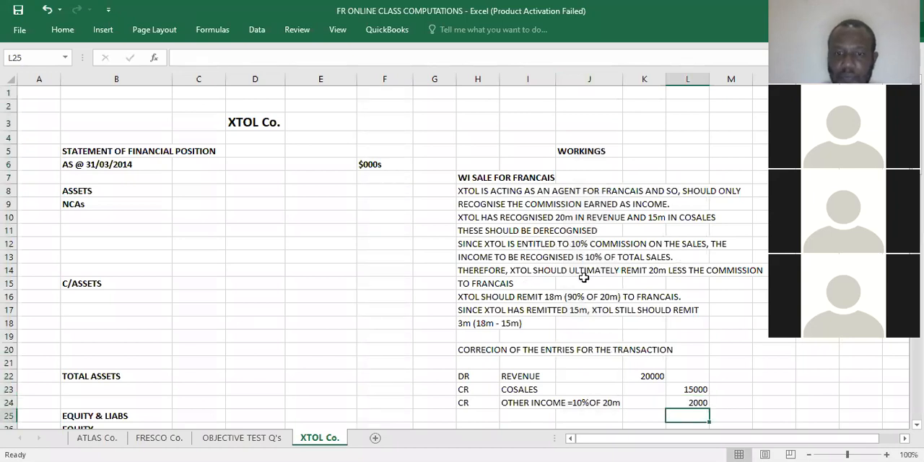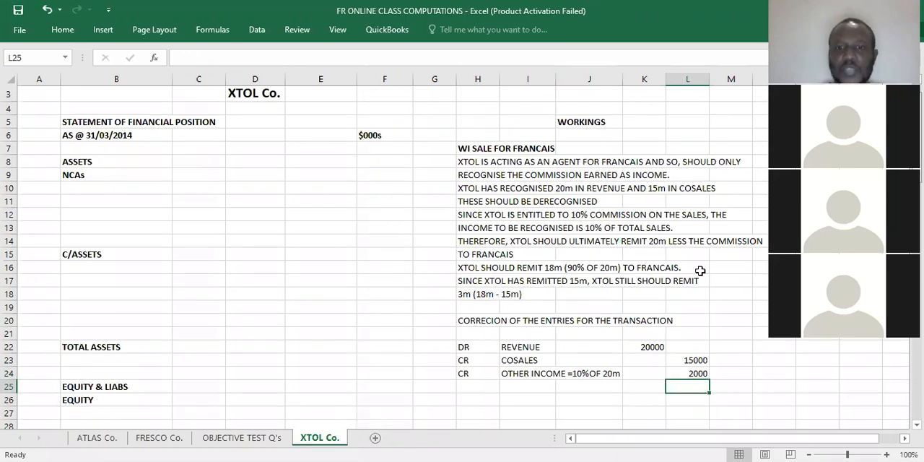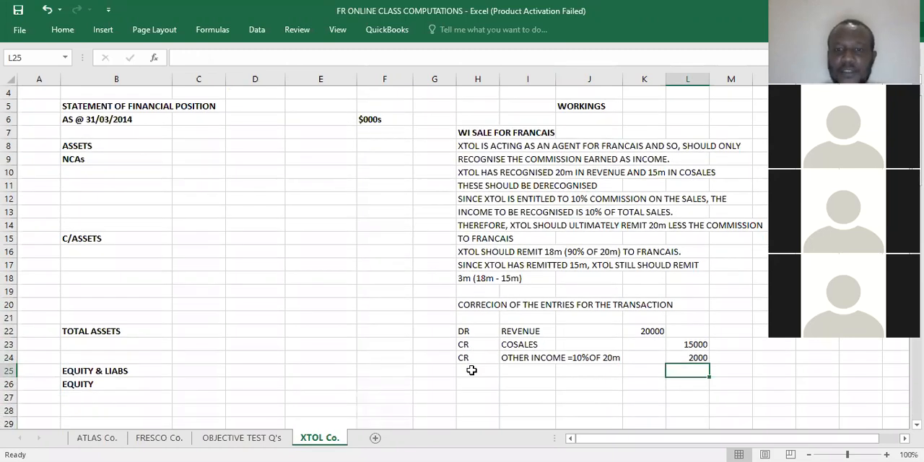Then the amount that XTOL has outstanding that it should remit: we said that XTOL should remit 18 million to Francis. Since XTOL has remitted 15 million, then XTOL should still remit 3 million. So that means what XTOL has is essentially what, in what we've learned? A liability. What's the liability called? A payable. So XTOL will have a payable of 3 million.